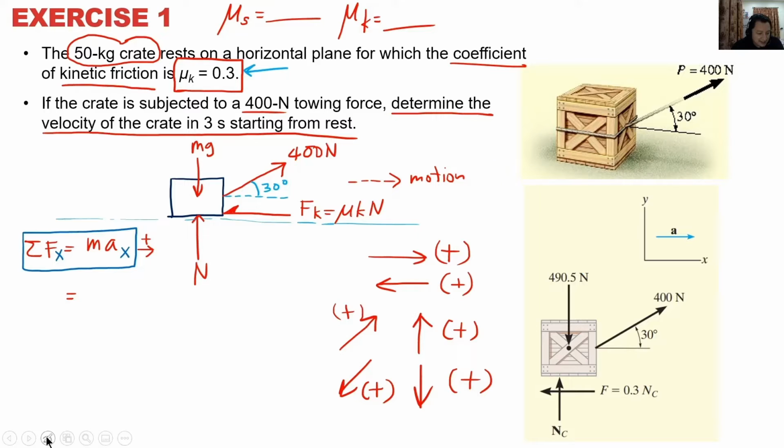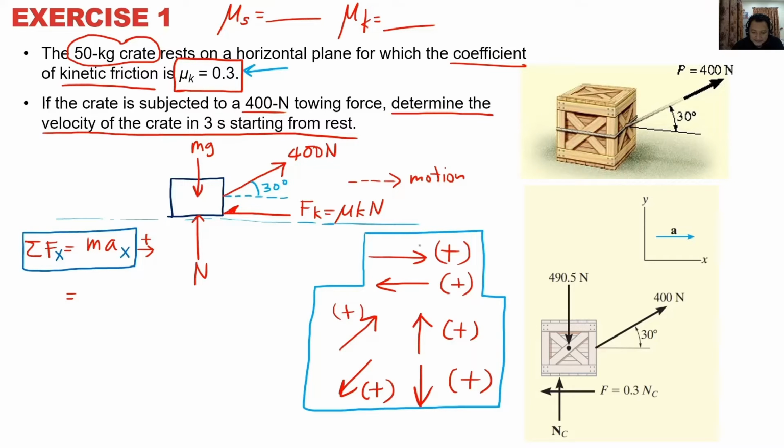So in dynamics, the convention of positives and negatives depends on the direction of motion. It's not like statics, where everything to the right is always positive. That's not the story here. In dynamics, you follow your motion. The box moves right, so right is positive. If the box moves left, left is positive, okay?